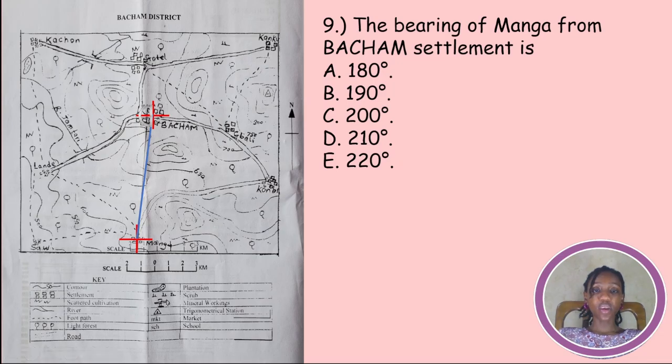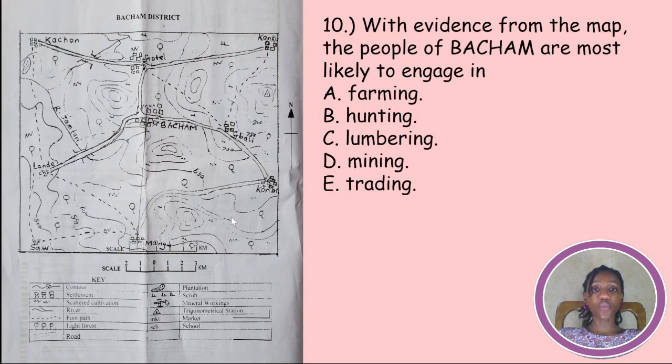Now, as we said earlier, the bearing of Manga from Bacham settlement is 190 degrees. This is our last objective question. With evidence from the map, the people of Bacham are most likely to engage in. For this question, we just need to look for something around Bacham that would tell us the likely occupation of its people. So let's zoom in.